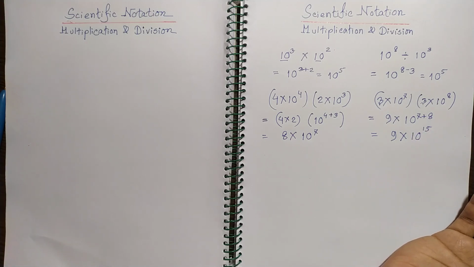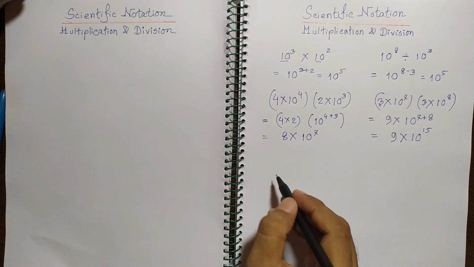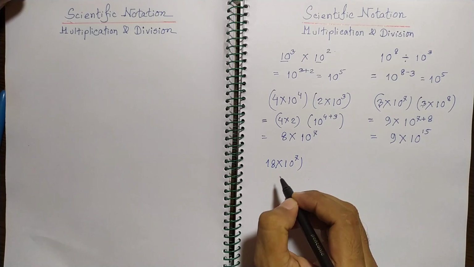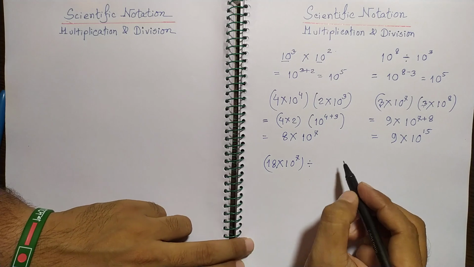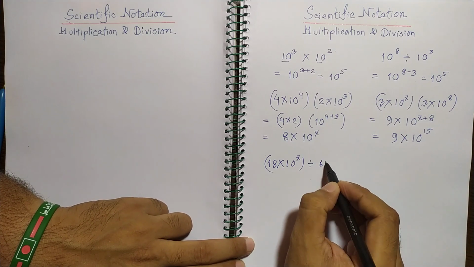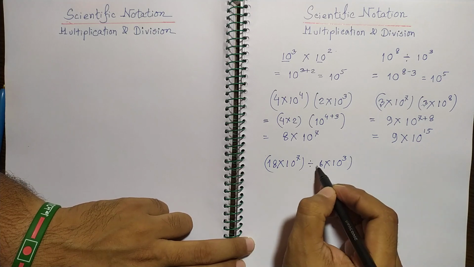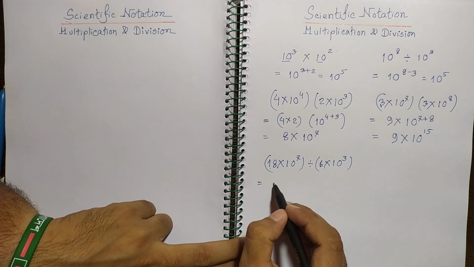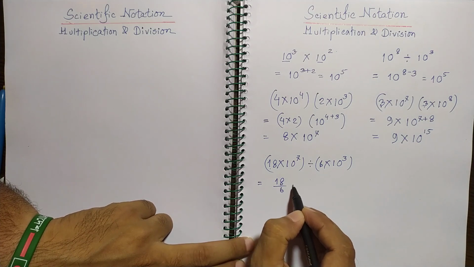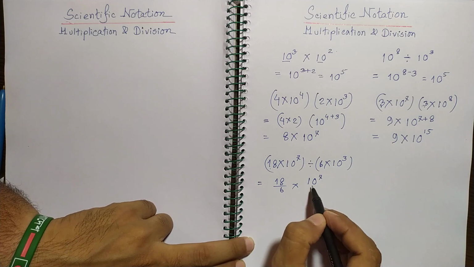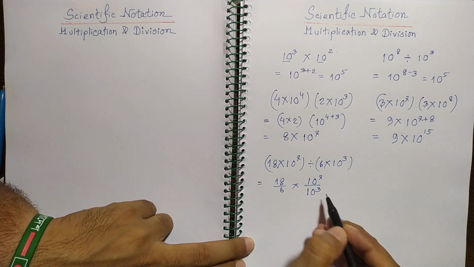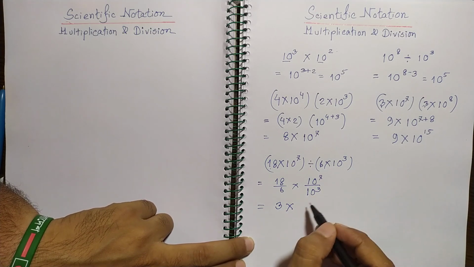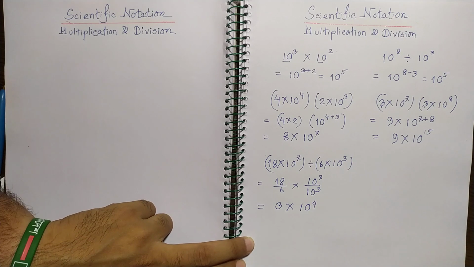Okay, so let's try something different in case of division. Suppose 18 times 10 to the power 7, if I divide by 6 times 10 to the power 3. Now you see that we are dividing 18 by 6, and 10 to the power 7 divided by 10 to the power 3. So 18 by 6 is 3, and 7 minus 3, so it would be 3 times 10 to the power 4.